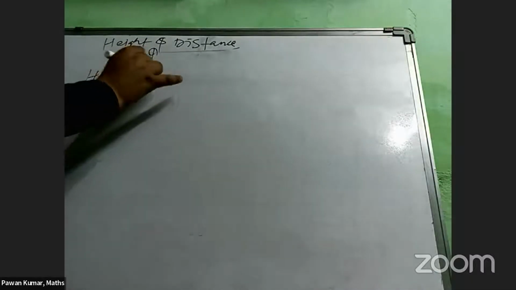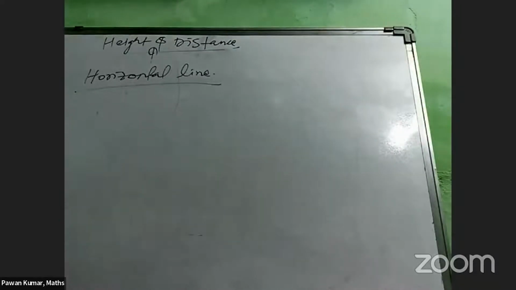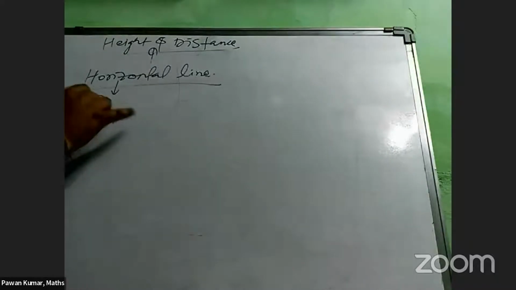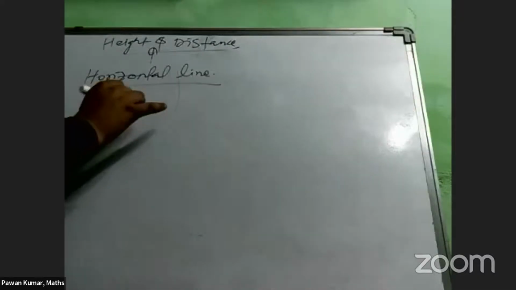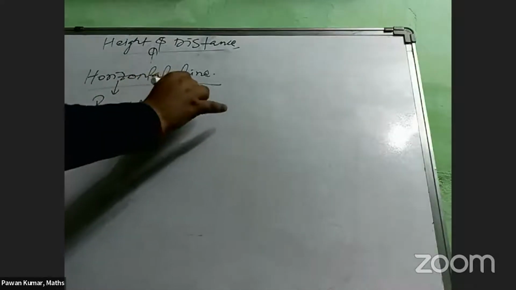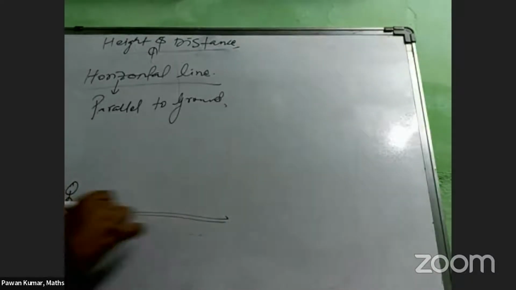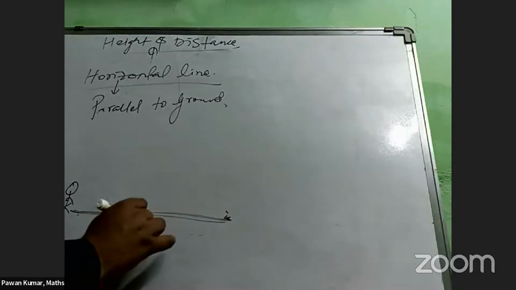Horizontal line. So what is that horizontal line? It is basically used to find the angles. This line is nothing but, you can say, parallel to the ground. If you are standing on the ground, then your horizontal line is this one, because this is your ground level.